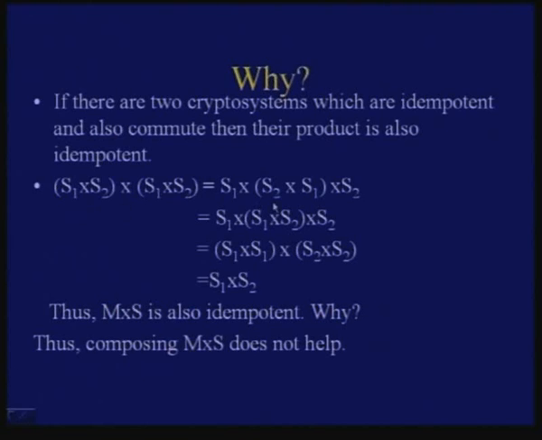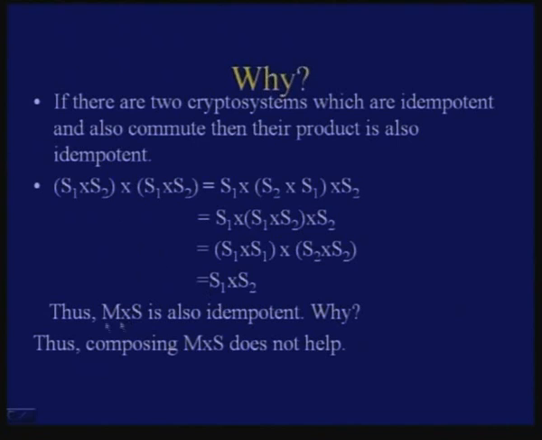From the associativity I can write S1 cross S2 cross S1 cross S2, and since this commutes, S2 cross S1 becomes equal to S1 cross S2. Now you know that S1 cross S1 is equal to S1 and S2 cross S2 is also equal to S2. So what you have obtained is that S1 cross S2 multiplied with S1 cross S2 essentially leaves you with S1 cross S2. What does it mean? It means that this is an idempotent function.